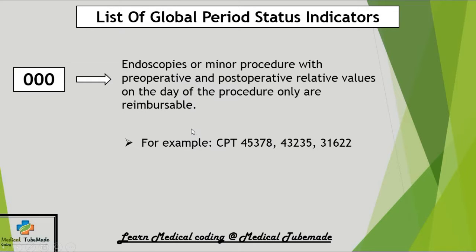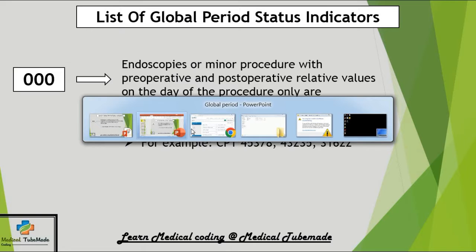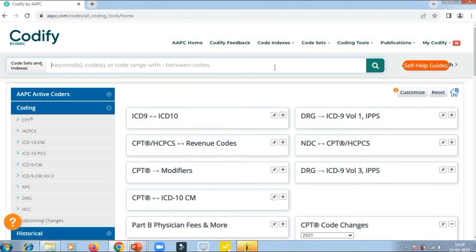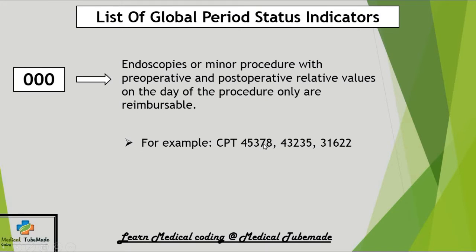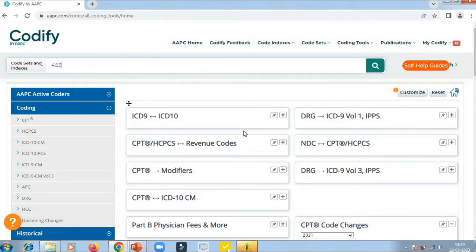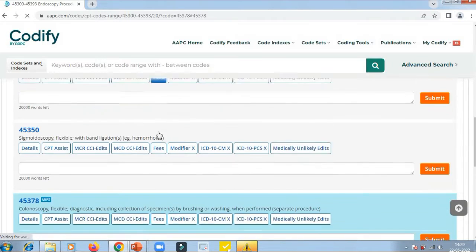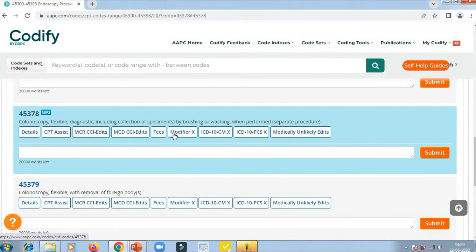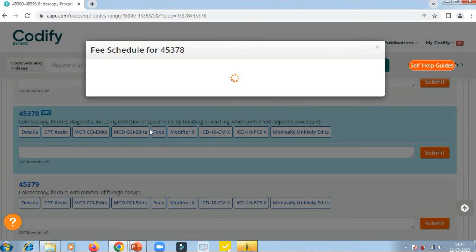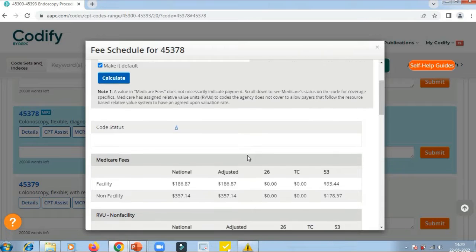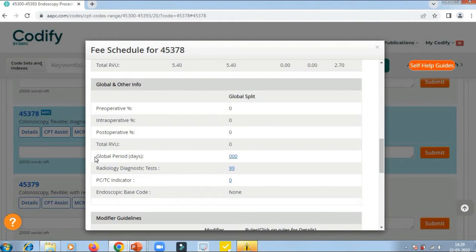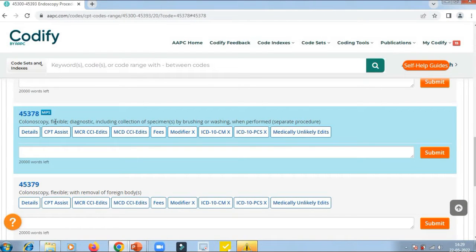Here I want to show you how to check the global period in software. I am using Codify. If you check CPT 45378 and click on fee schedule, you will get the global period. Just scroll down and check it here. The global period is 000, meaning 0 days global period for this CPT. The description of this CPT is colonoscopy, flexible. Most colonoscopy and endoscopy procedures have a 0 day global period.